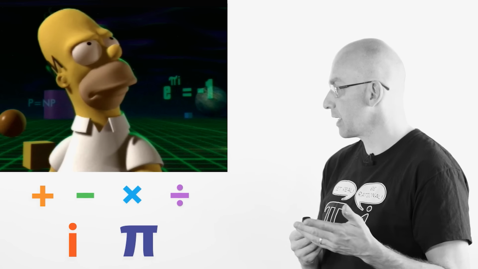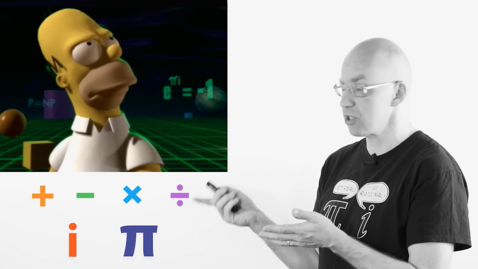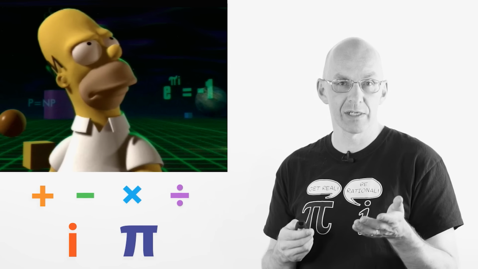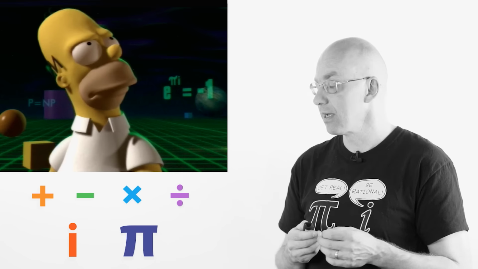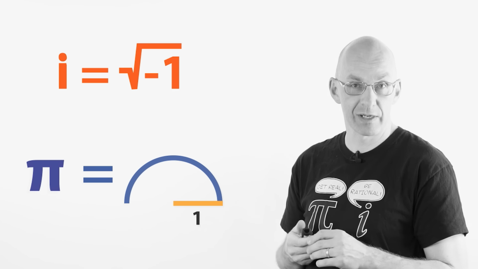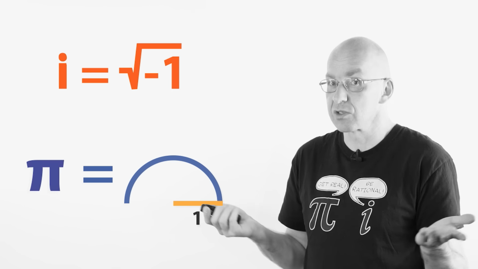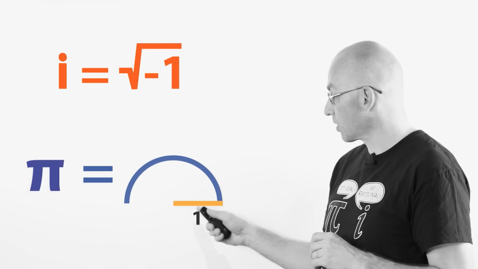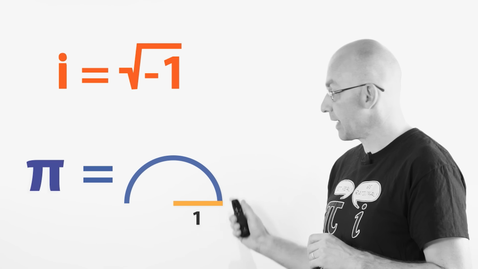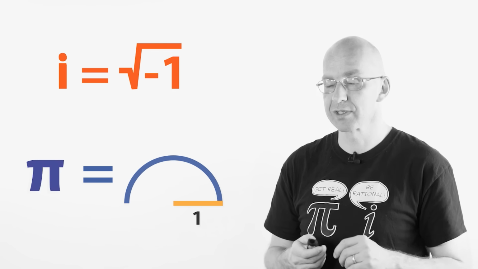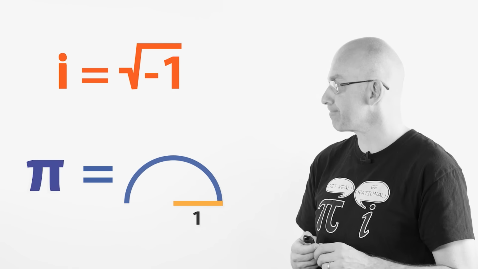Someone like Homer who can only do addition, subtraction, multiplication, division. So we have to remind him or tell him 2 things. The first one is that i is this strange complex number, square root of minus 1. i squared is minus 1. The second thing is just a reminder: if you've got a semicircle of radius 1, then the length of the semicircle is pi. So keep those 2 things in mind. We have to use them later on.